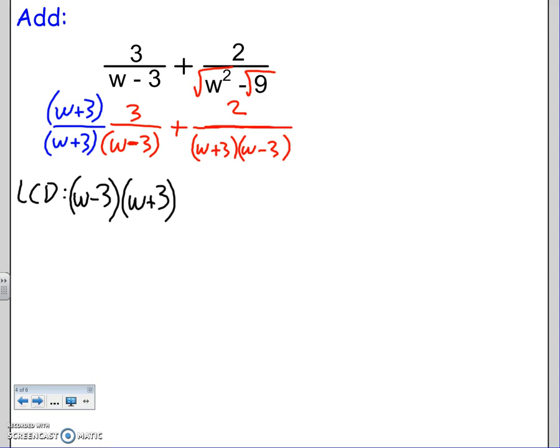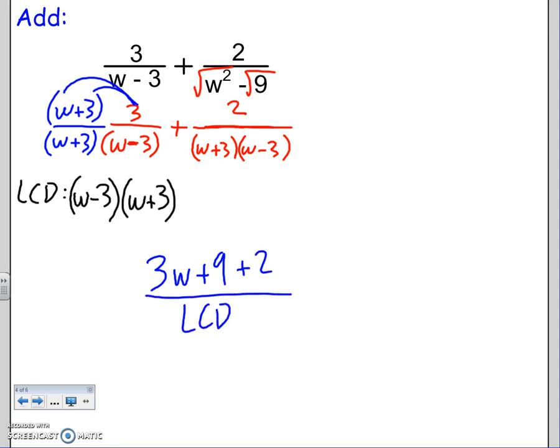For the top, we must multiply. Since this is 2 things times 1 thing, you must distribute. So that's really 3w plus 9, plus the right side to leave alone, so plus 2 all over LCD. When you distribute, you probably can combine like terms. So 9 plus 2 combined, which is 3w plus 11 over LCD.